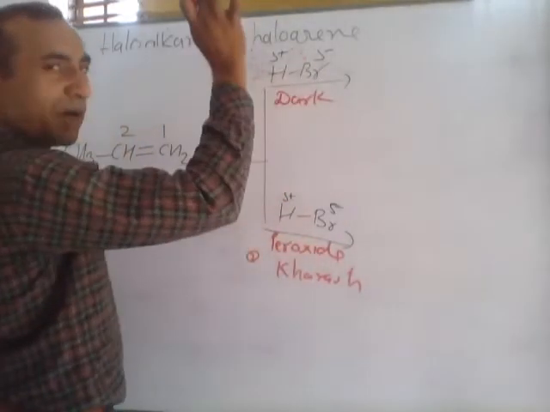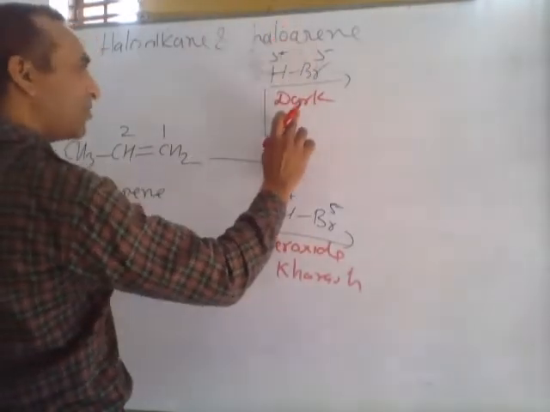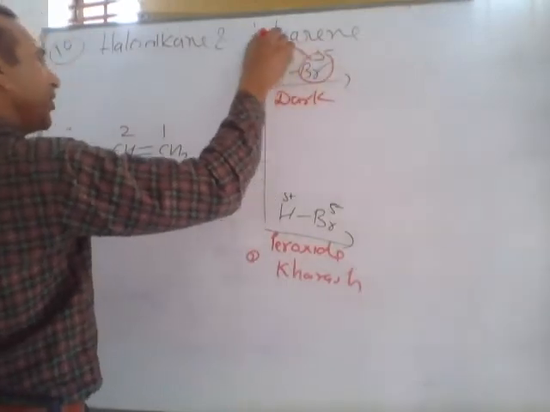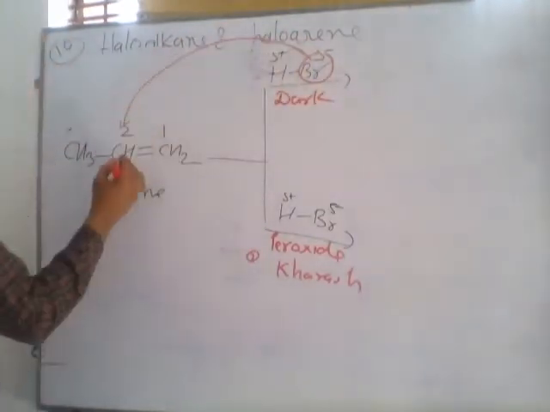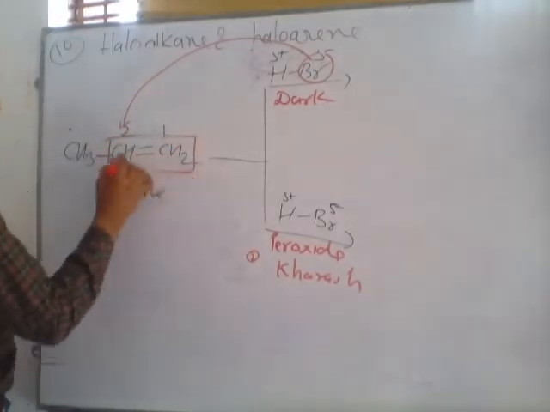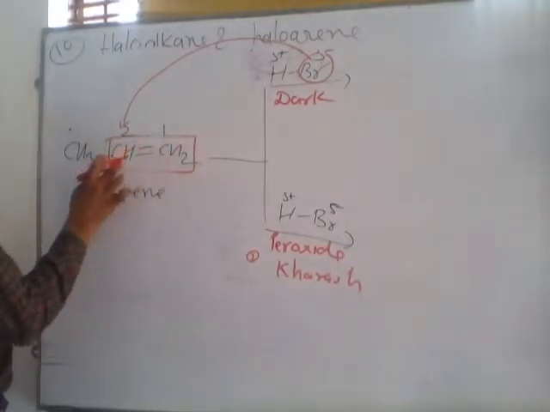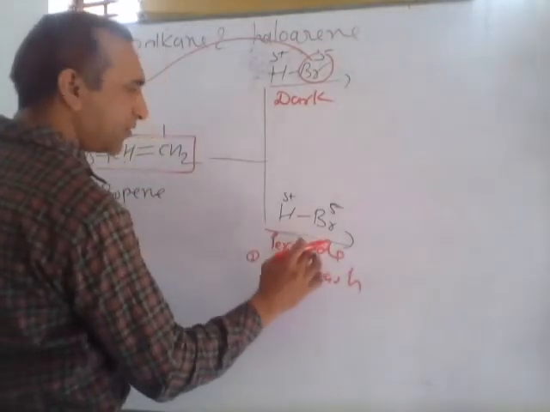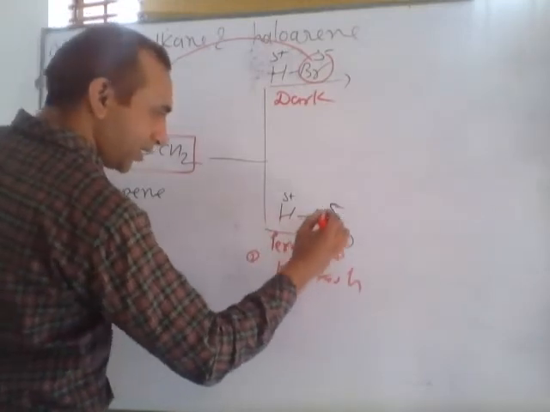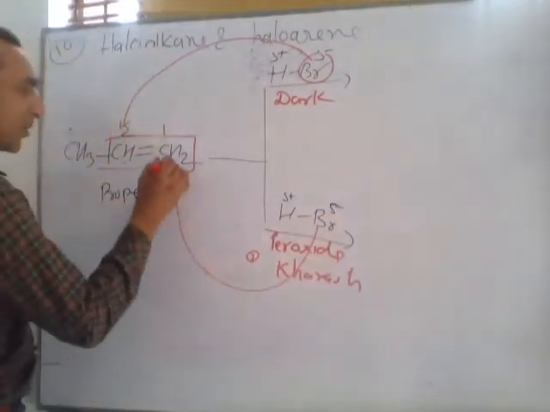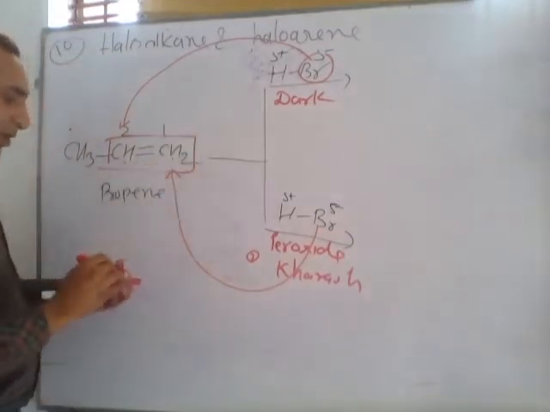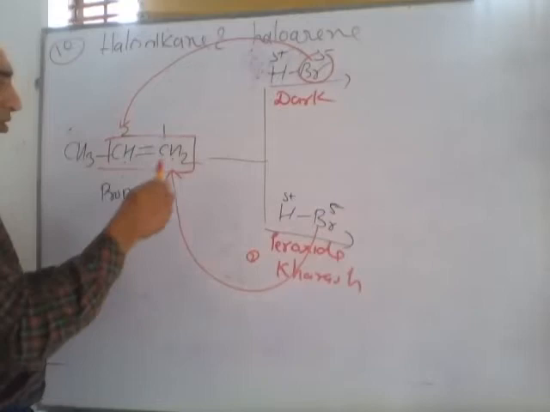And first is Markovnikov. Markovnikov reaction takes place in dark, and the negative part of the polar molecule joins on that carbon atom where the least number of hydrogen is present. Focus here. In the double bond system, here the number of hydrogens is less, here more. So in presence of sunlight, or presence of peroxide, this negative part joins on that carbon where the number of hydrogens are more. Can you guess the product in these two cases?